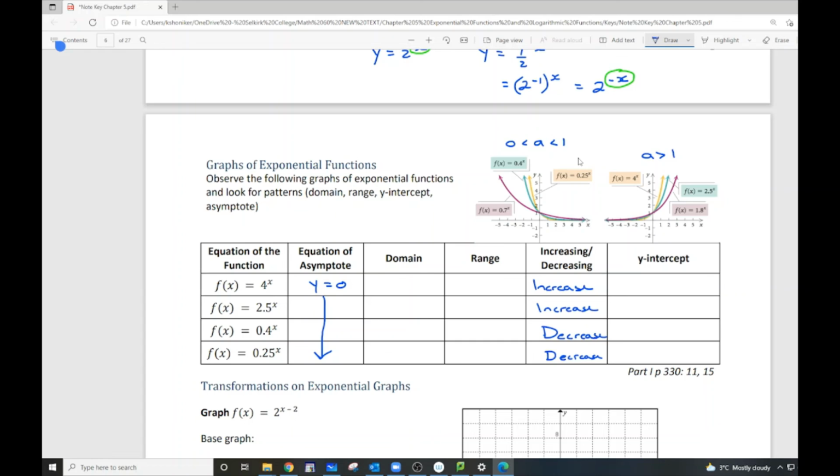What about the domains? Well, there's nothing limiting what I can put in for x, so it's going to be negative infinity to infinity for all of them. The range: they all have y values greater than 0, so 0 to infinity. And what of the y-intercept? It doesn't matter what the base is. When you put in an exponent of 0, the y-intercept is going to be (0, 1). All the same. So the asymptote, the domain, the range, and the y-intercept are all the same. What changes is whether you have a growth graph, or an increasing graph, or a decay graph, which would be a decreasing graph.